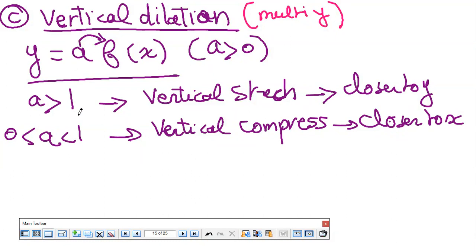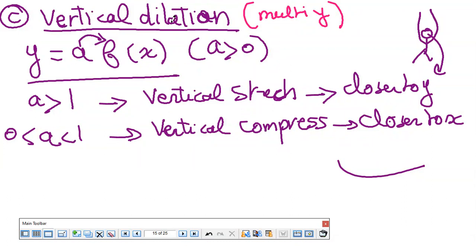When this number is bigger than 1, so I'm multiplying y by a number bigger than 1, what's going to happen? It's a vertical stretch. The graph will be farther from the x-axis. If you are stretching your hand, it's going to be closer to your head. So it's a vertical stretch. And when a is between 0 and 1, so it's 0 point something, we call it a vertical compression. If someone will hit you on your head, you will open your hands like this. So it's going to be closer to the x-axis. The most important thing is to know how to graph it.